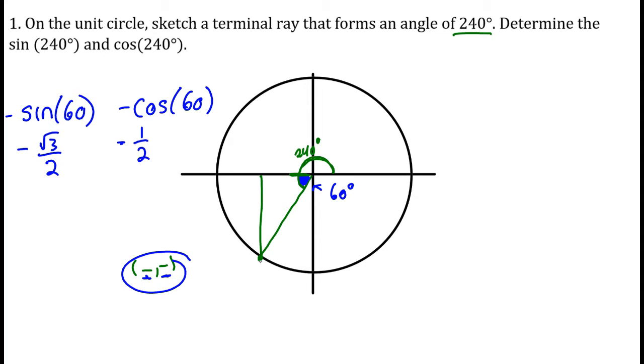Which means that point on the unit circle there has the coordinates cosine, sine: negative 1/2, negative radical 3 over 2. That point there says the cosine is negative 1/2 and the sine is negative radical 3 over 2. Big idea is finding your reference angle and knowing that both sine and cosine are negative in quadrant 3.